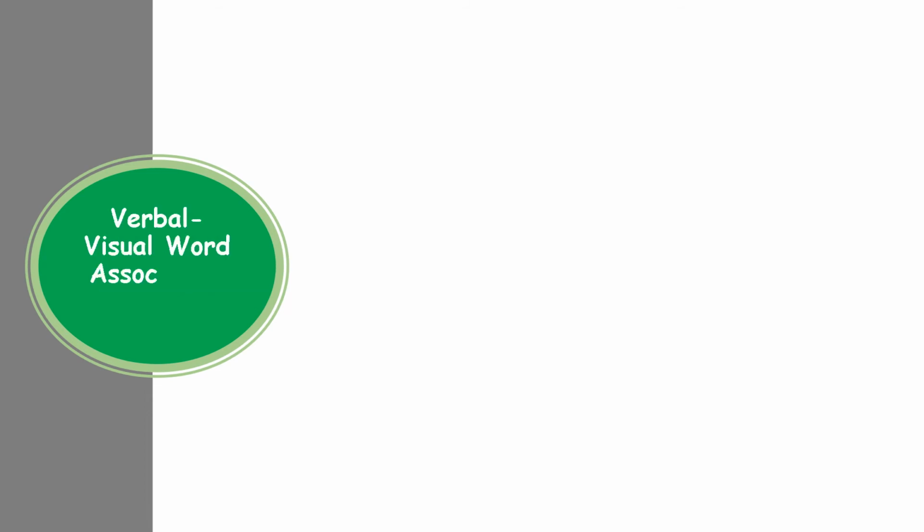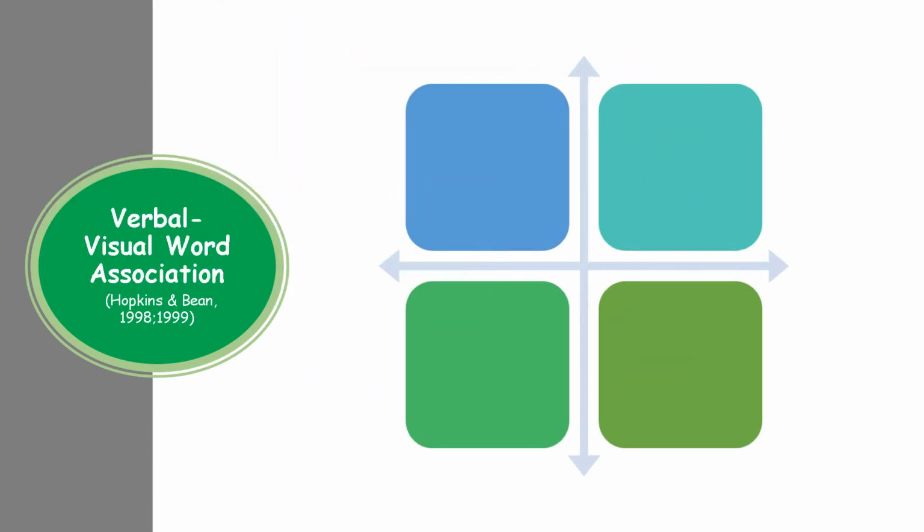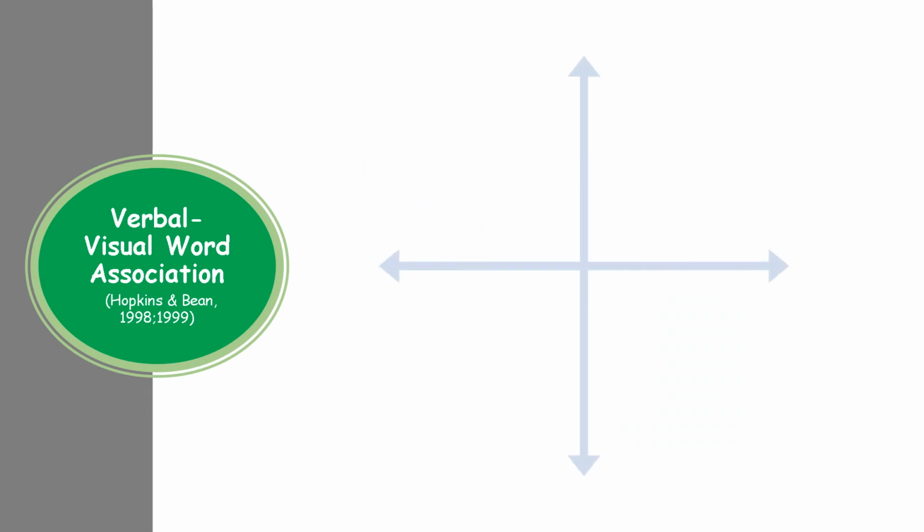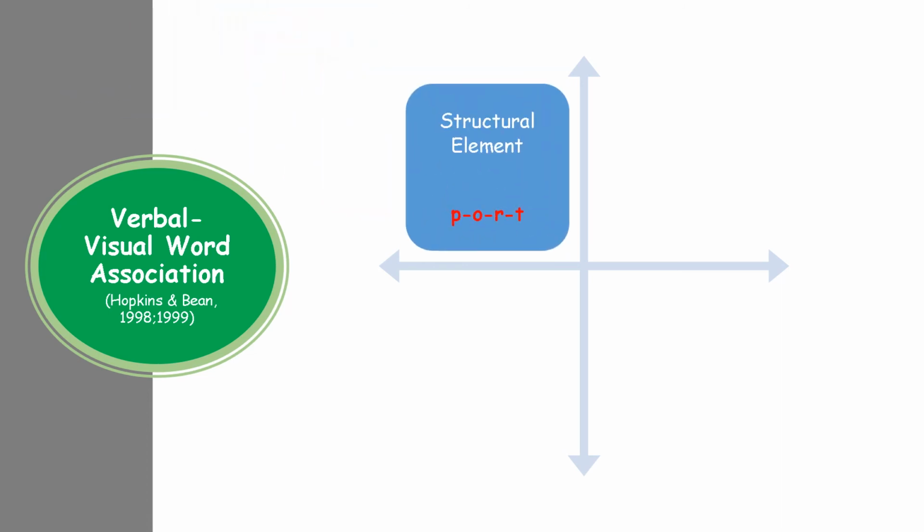The last one is the Verbal Visual Word Association by Hopkins and Bean, 1998-1999. In this strategy, you will ask your learners to create vocabulary boxes, which each contain 4 squares. They will write the structural element in the upper left square. For example, port, P-O-R-T. Then, on the upper right square is the target word, which in this case is import.